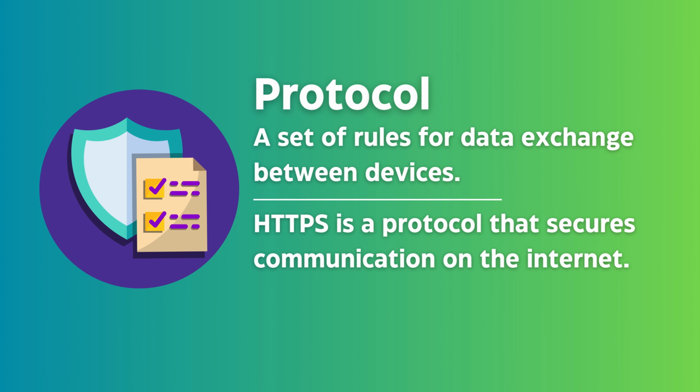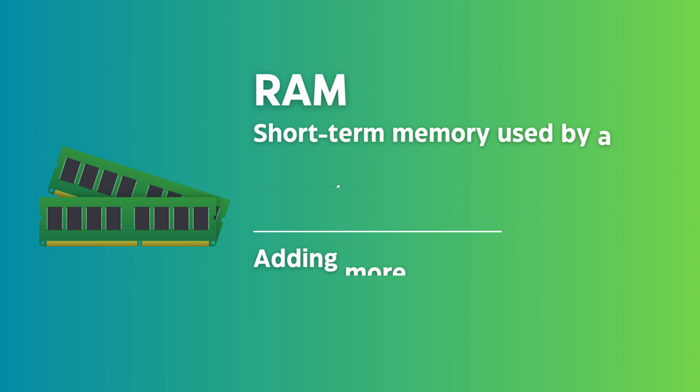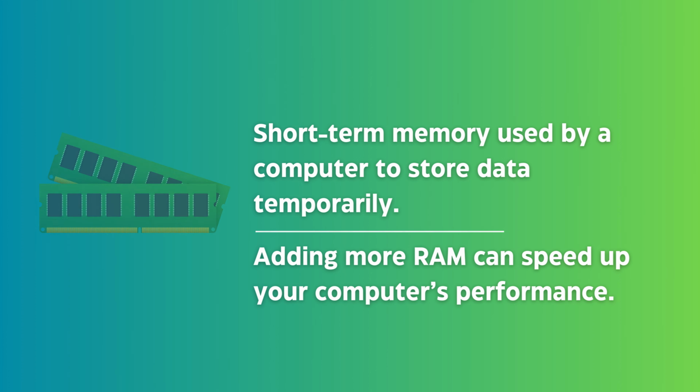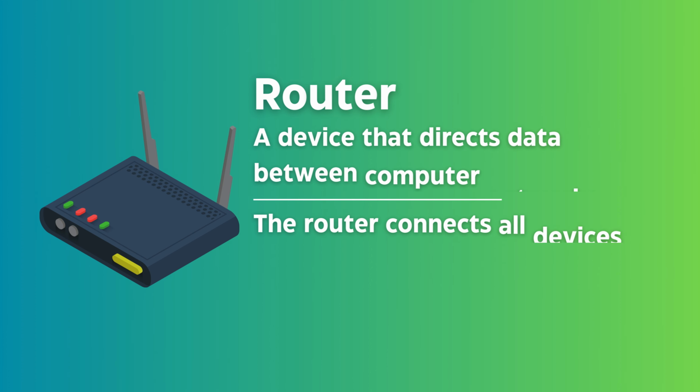Protocol: a set of rules for data exchange between devices. HTTPS is a protocol that secures communication on the Internet. RAM: short-term memory used by a computer to store data temporarily. Adding more RAM can speed up your computer's performance.